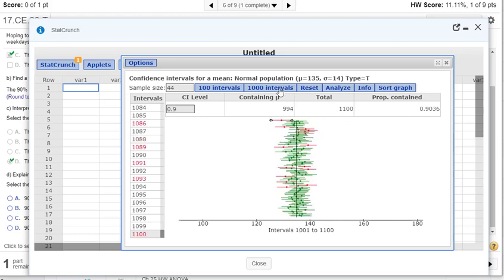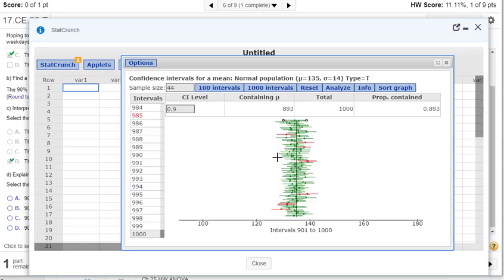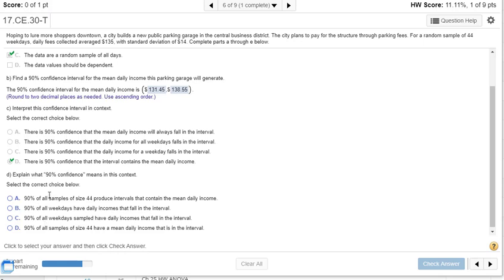I could do 1,000 intervals. Again, let me reset it. 1,000 intervals, and it just shows me the last one. And close to 90% of them contained the mean. This is the last interval containing the mean. Okay, so that's what the confidence interval actually means. So that about 90% of all samples of size 44 produce intervals that contain the mean income.